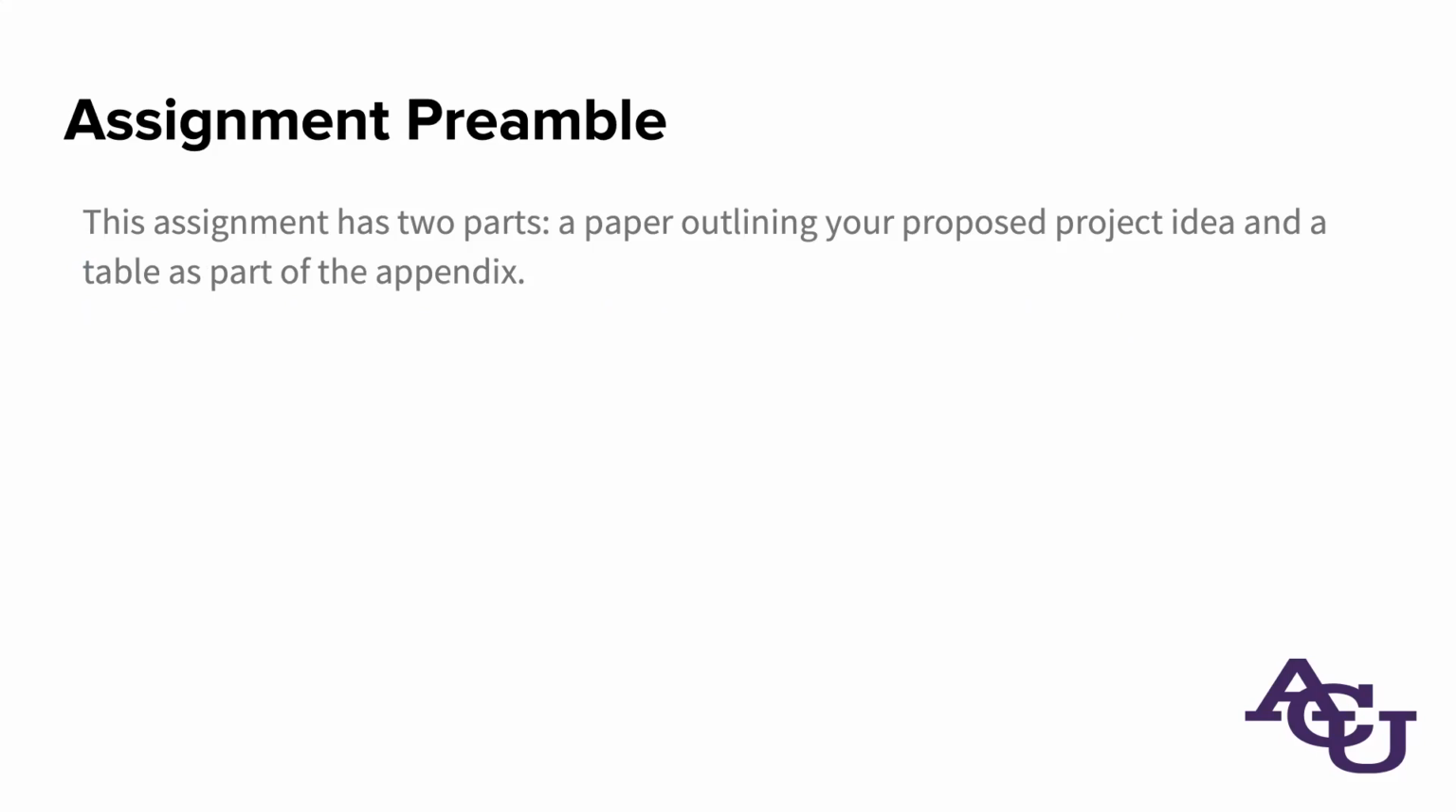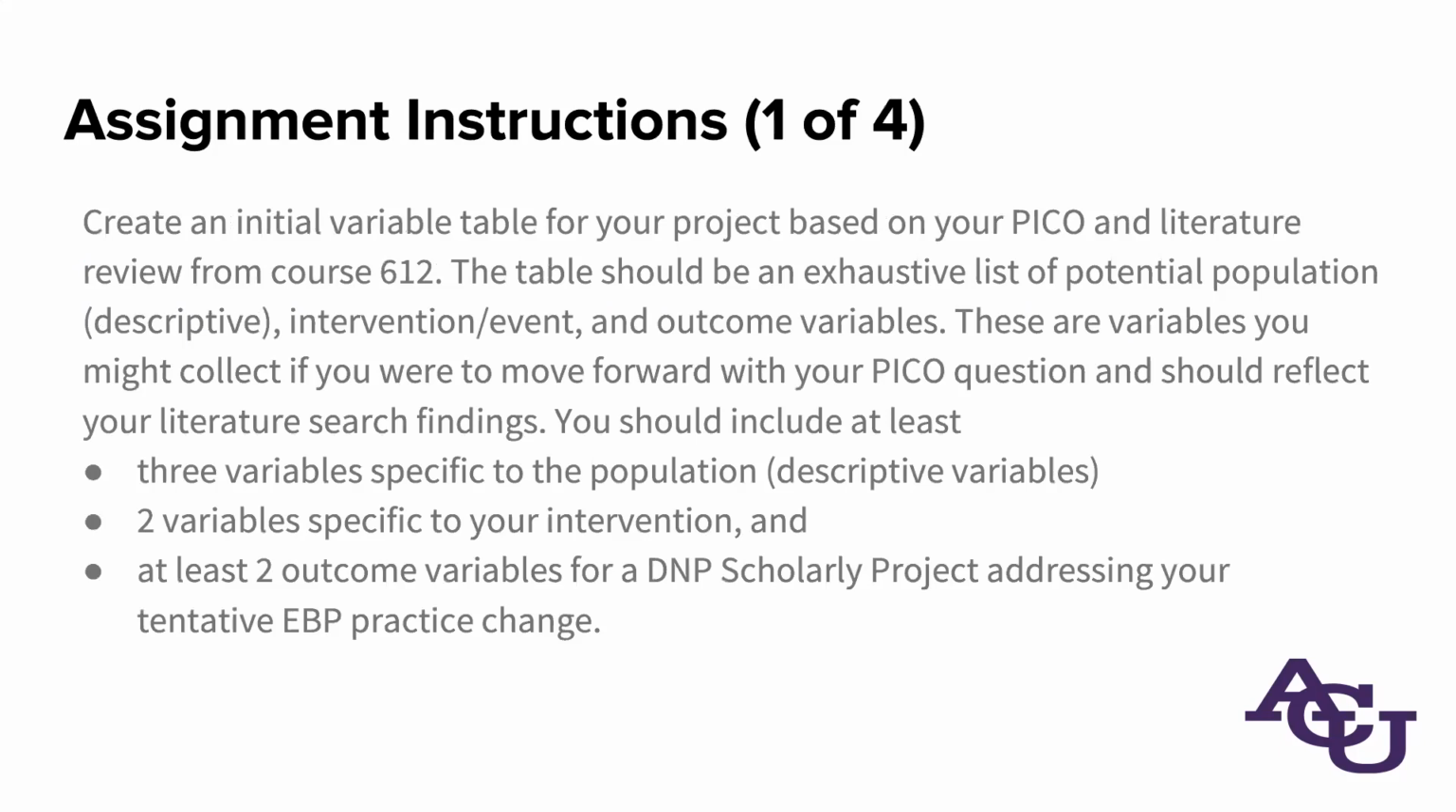So the assignment instructions begin with a preamble that there are two parts: the paper outlining your proposed project idea and a table that will be included as an appendix. All right. Create an initial variable table for your project based on your PICO and literature review from course 612.